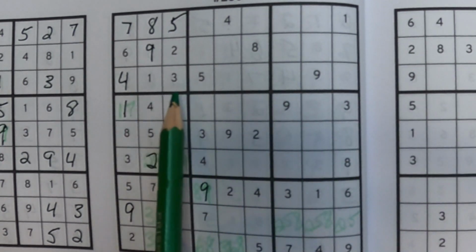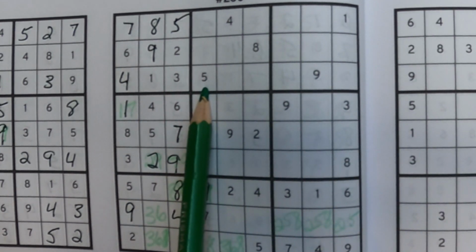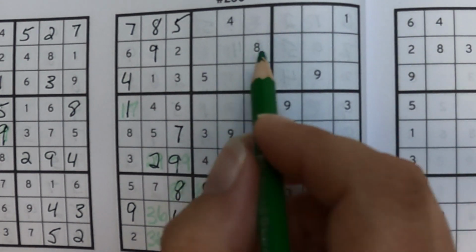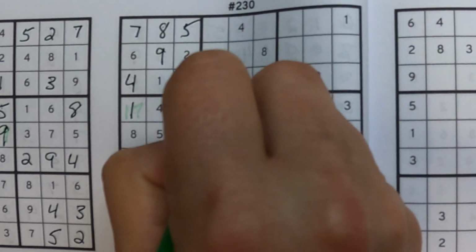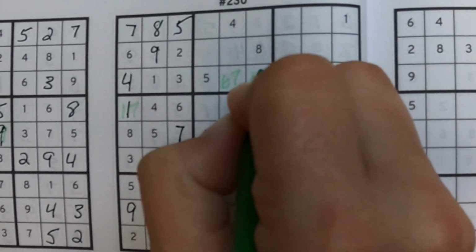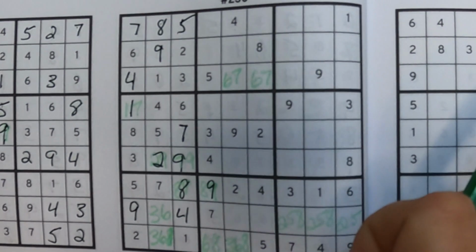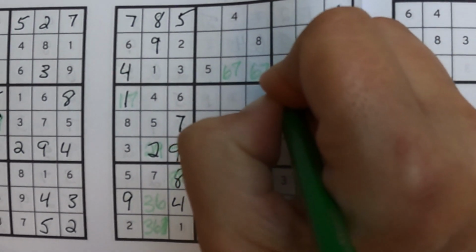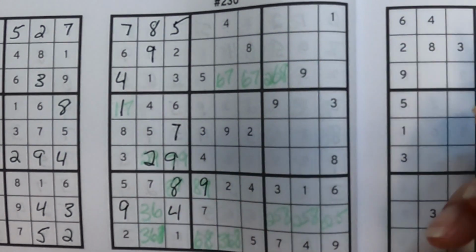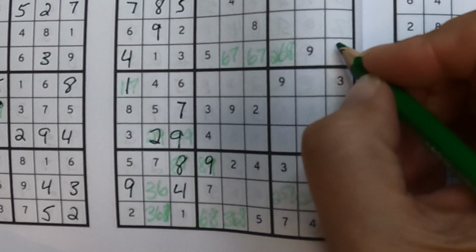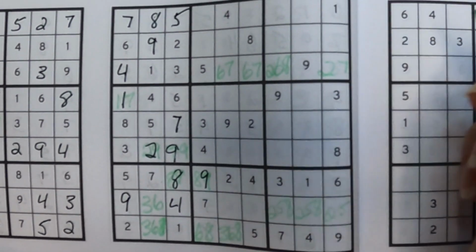All right, if we look at this row, we're missing 2, 6, 7, and 8. Got a 2 here and an 8 here. So 6, 7, 2 here, and the 8, 6, 7. 7 here. So 2, 6, 8. 6 and 8 here. So 2, 7.